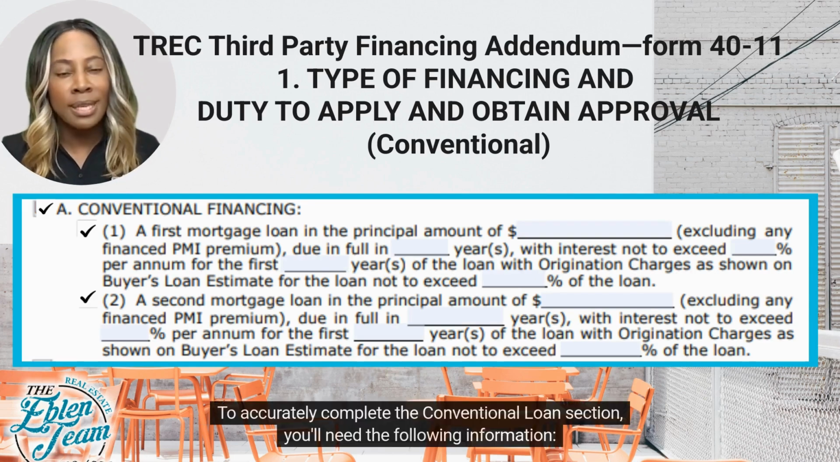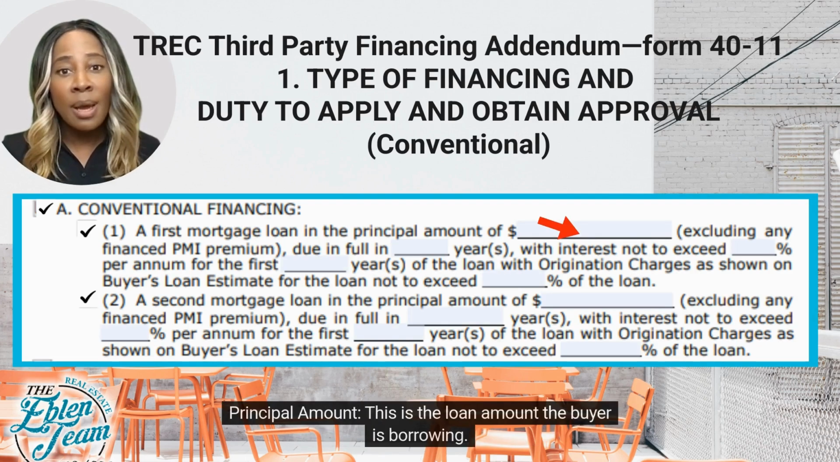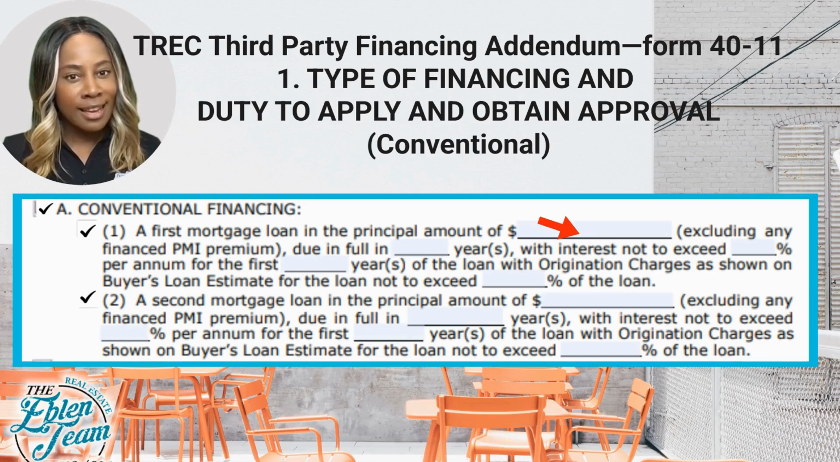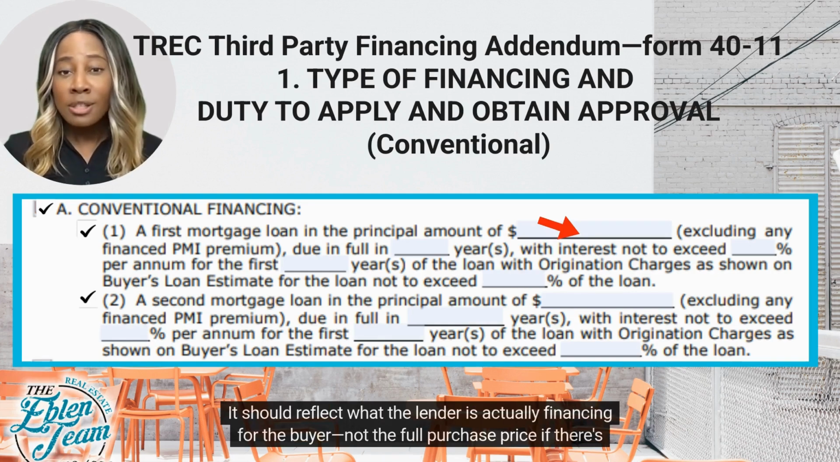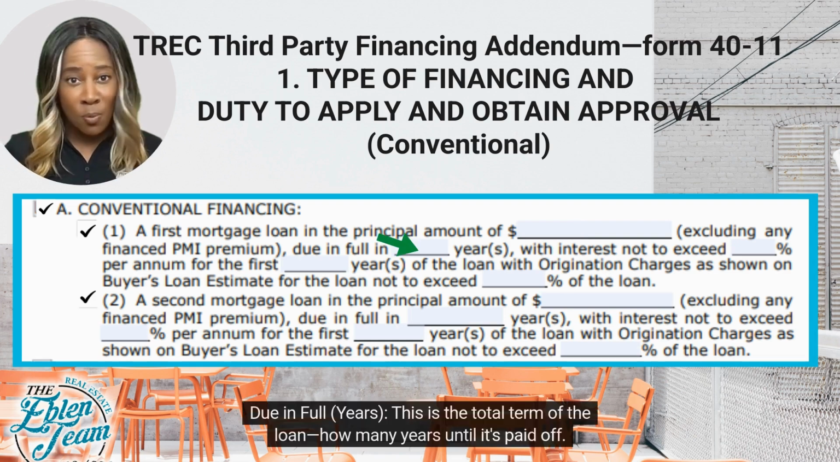To accurately complete the conventional loan section, you'll need the following information. Principal amount. This is the loan amount the buyer is borrowing. You can typically find this in the buyer's loan estimate or pre-approval letter. It should reflect what the lender is actually financing for the buyer, not the full purchase price if there's a down payment involved.